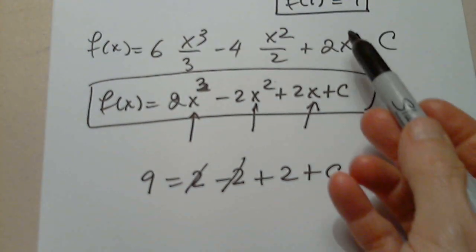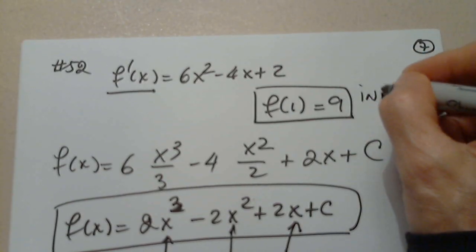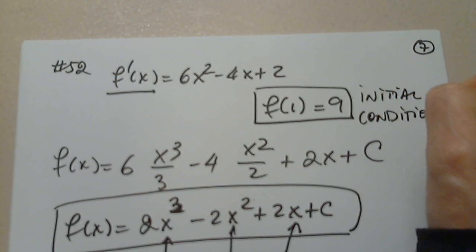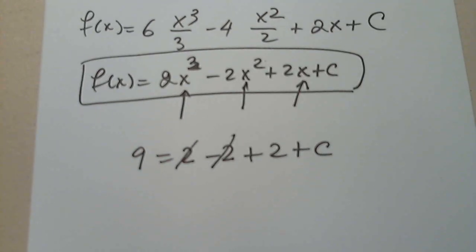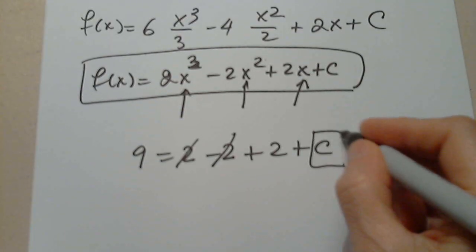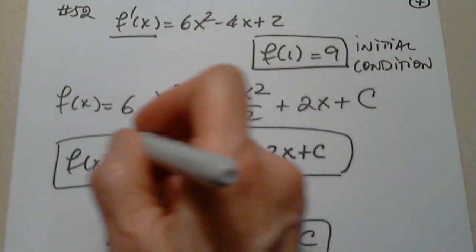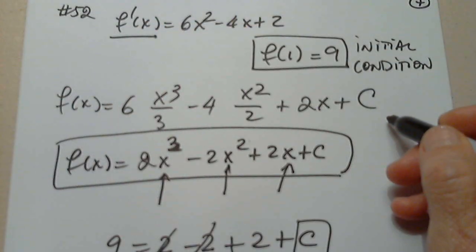Why do you think this information was given to us? This is called initial condition. Initial condition. Why do you think the initial condition was given to us? Is it so you can find out what C is? Exactly. In other words, the problem is not interested in the most general antiderivative.